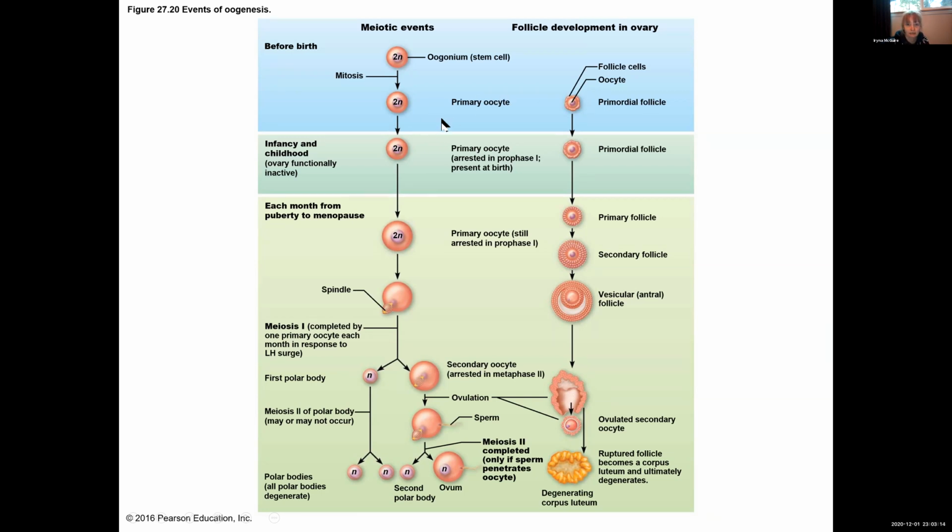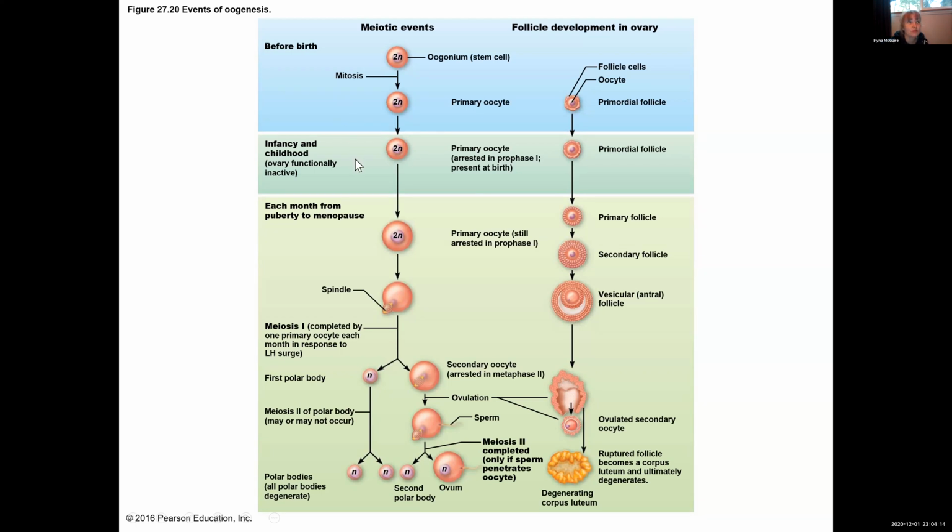Now, the primary oocyte is formed by mitosis, so it has 2N number of chromosomes. Then it starts dividing by meiosis, but it does not finish this division. It's arrested in prophase 1. New research shows that this might happen in infancy, but before we always thought that this happened before birth. So that's when we have primary oocytes arrested in prophase 1. A female is born with all primordial follicles and all the primary oocytes that will be present, kind of like you have the supply for the rest of your life until menopause.